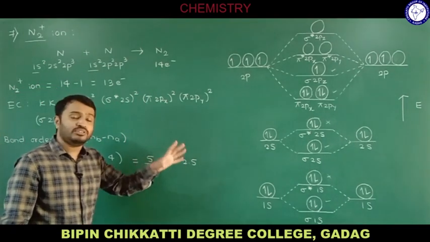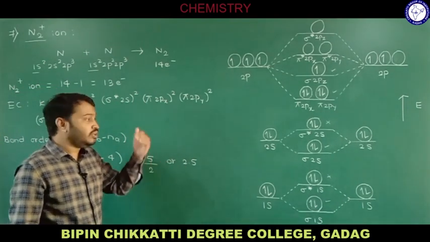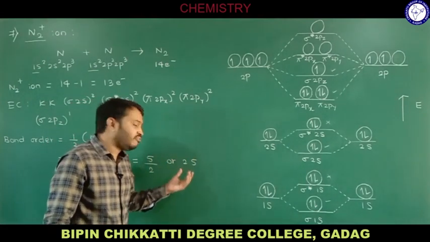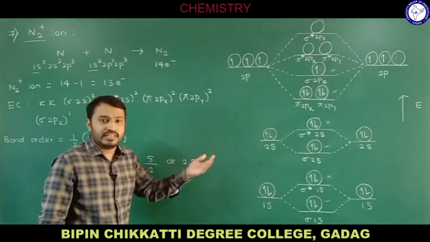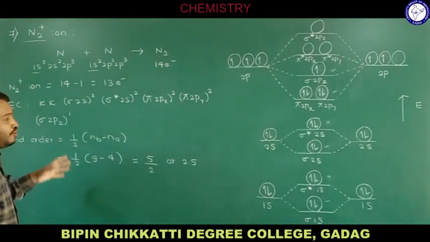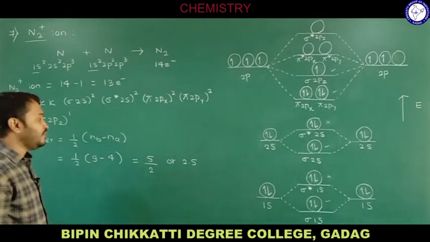So in a nitrogen molecule it is 3. After losing one electron, bond order converts into 2.5. So 2.5 is less than 3. Therefore what I am going to say, N2 plus has less energy or is less stable when compared to the nitrogen molecule.